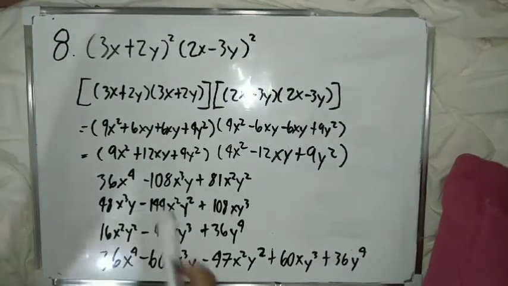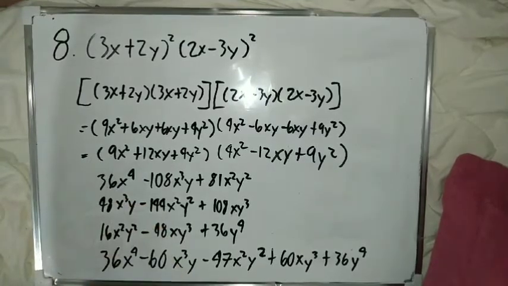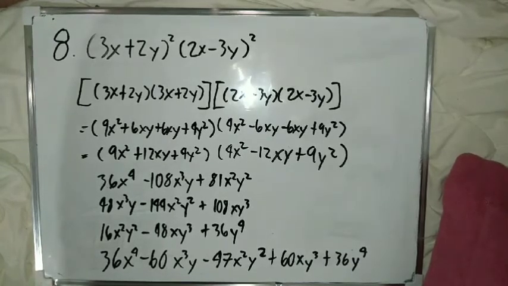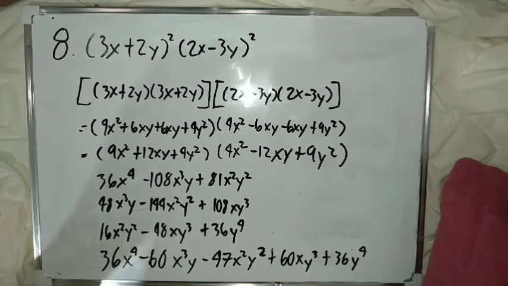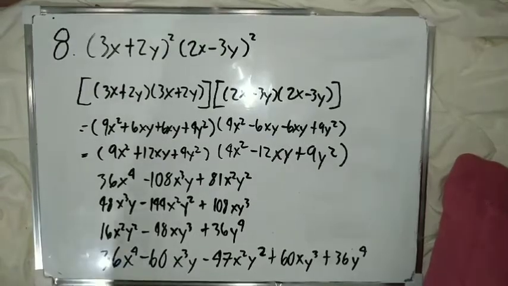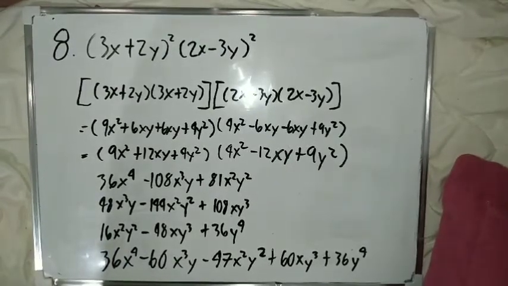Then multiply the quantity of 9x squared to 4x squared minus 12xy plus 9y squared. So the answer is 36x raised to the fourth power minus 108x cubed y plus 81x squared y squared. And multiply again the positive 12xy to the quantity of 4x squared minus 12xy plus 9y squared.